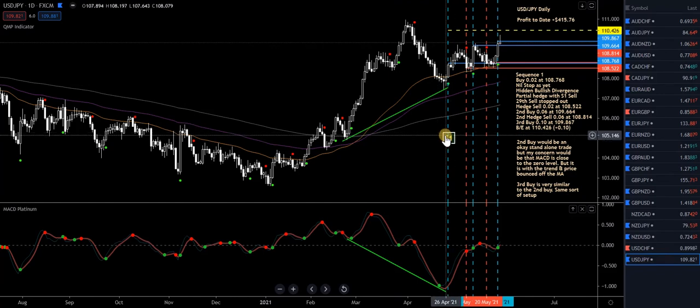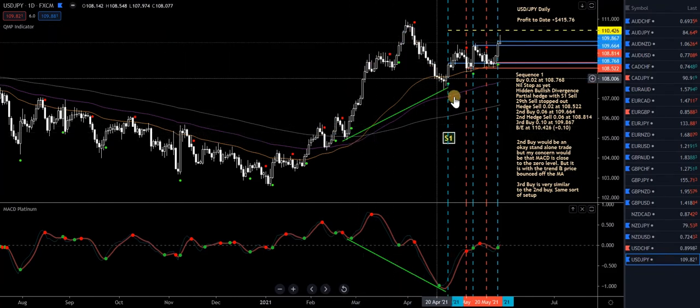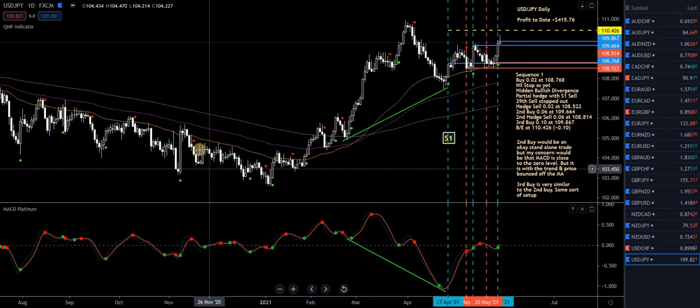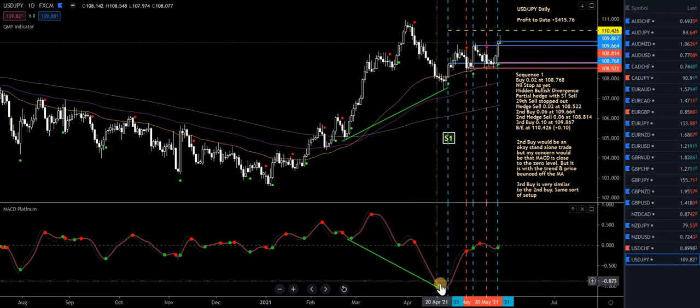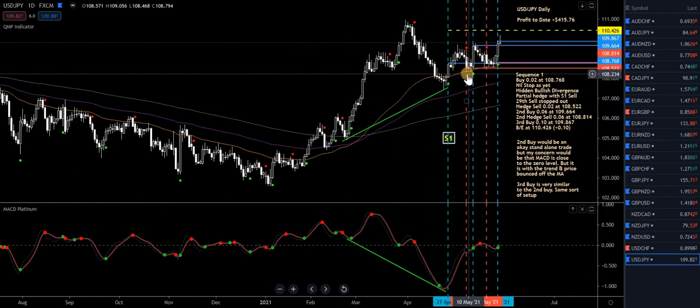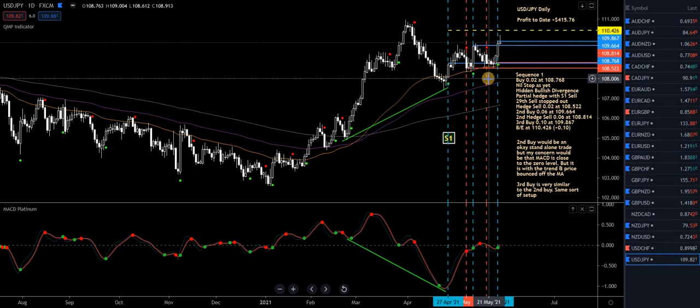This is a pair I'm sort of stuck in. It's been giving me a bit of grief. Every now and then you get these good little moves, then you get stuck in this sort of rubbish. But anyway, we took a buy based on hidden bullish divergence. So there's a buy, hedge sell, second buy, second hedge sell.